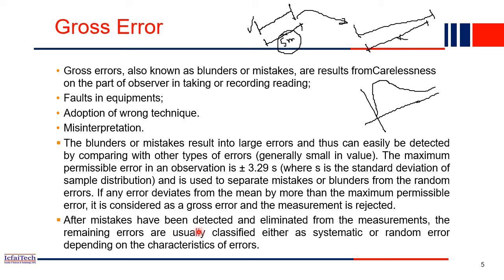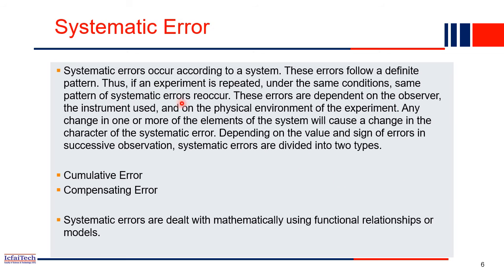So after mistakes have been detected and eliminated from the measurement, the remaining errors are usually classified as either systematic or random error, depending on the characteristics of the error. As I mentioned in the last slide also, there are three types of error. First one is gross error, second one is systematic error, and the third one is random error. So gross error, now you understood, because of different possibilities the error will add, and that we call gross error. Now the next error is the systematic error.